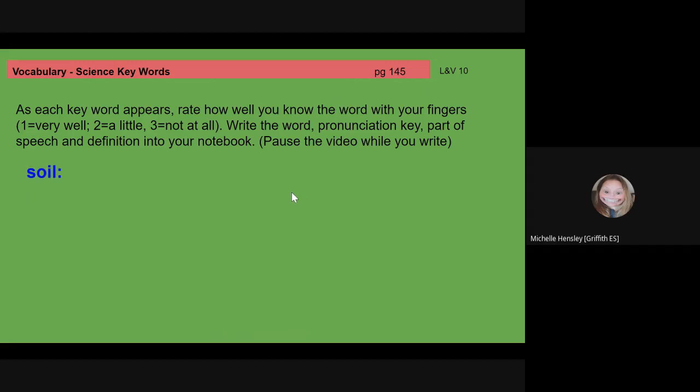And our next word is soil. Soil. How well do you know soil? Is that a 1, 2, or 3? Soil, single syllable, is a noun, and it means the dirt in which plants grow. So not just any dirt. Dirt in which plants grow is called soil.